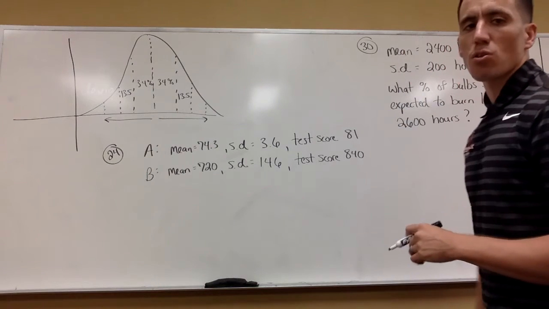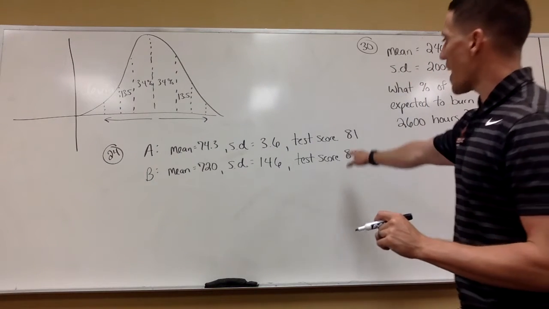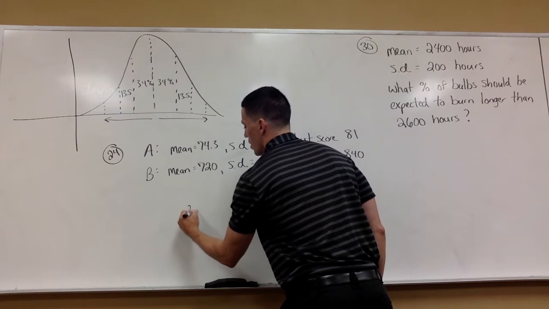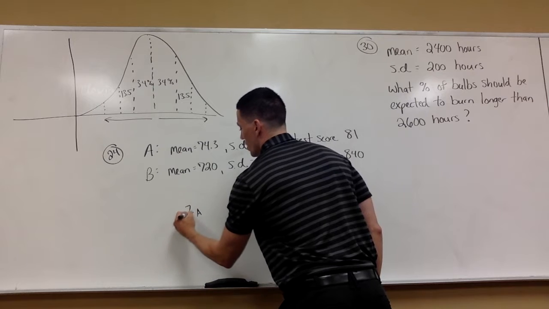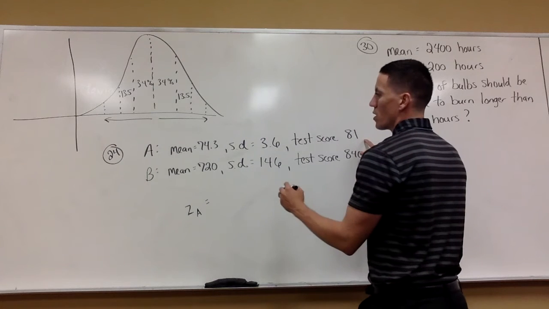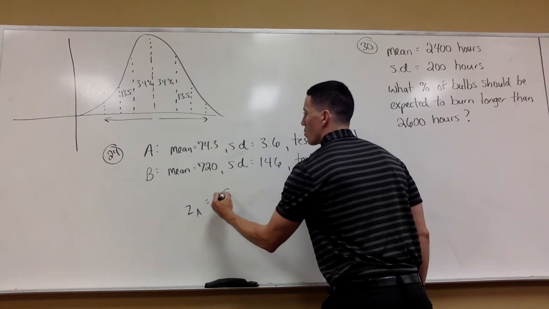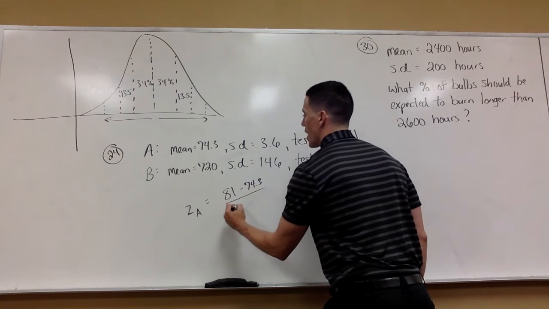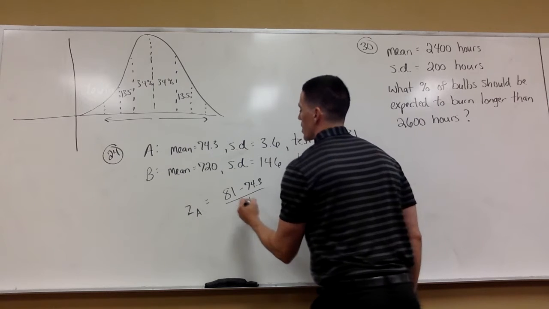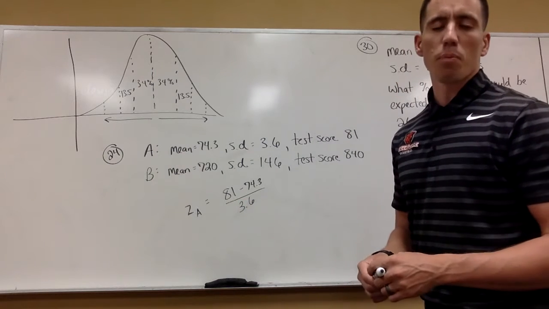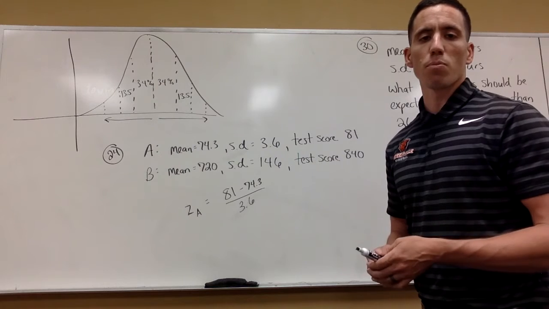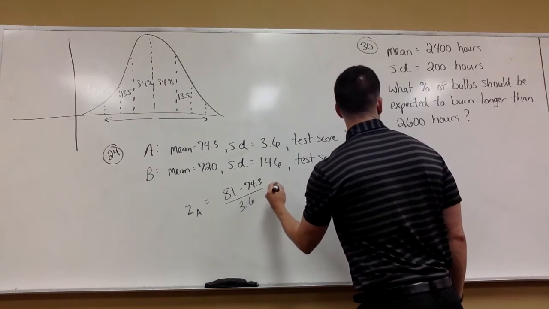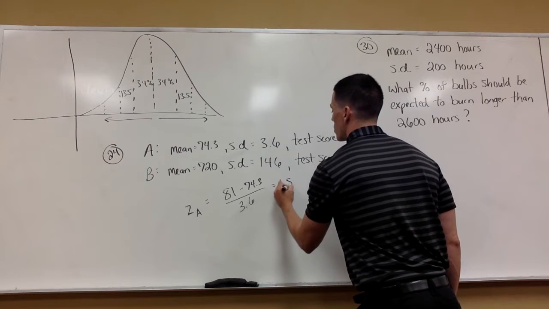To calculate a z-score is a very simple calculation. We're going to calculate the z-score for test A, which I'm going to abbreviate ZA. We take our test score, for test A that was 81. We subtract the mean, 74.3, and we divide that by the standard deviation, 3.6. That's not a formula I would expect you to memorize, but it is very simple. When you do that division, you come up with a z-score of 1.86.